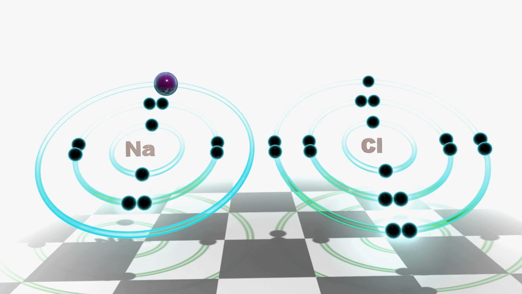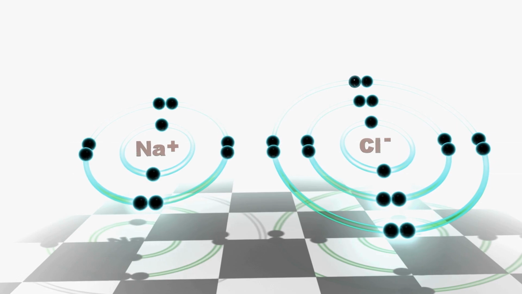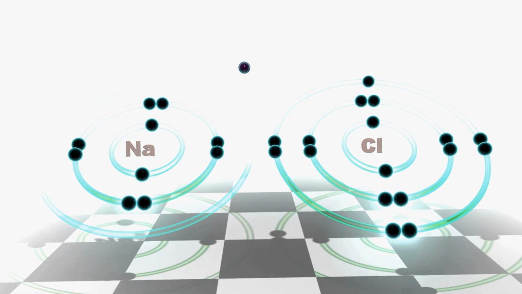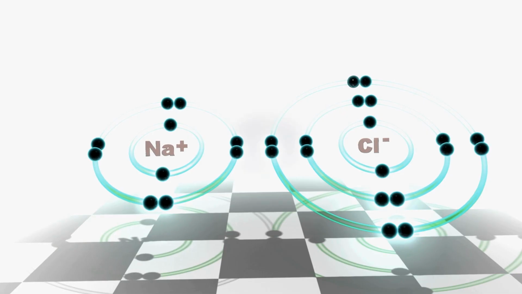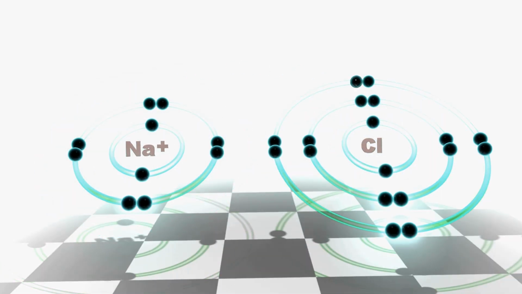Take sodium, Na, and chlorine, Cl, for example. As seen in the displayed video, sodium loses one electron and becomes Na+. Chlorine gains that electron and becomes Cl-. These opposite charges attract, and boom, an ionic bond forms.